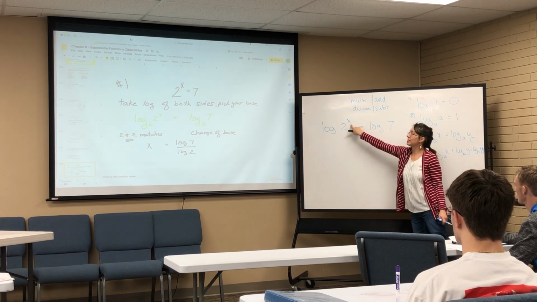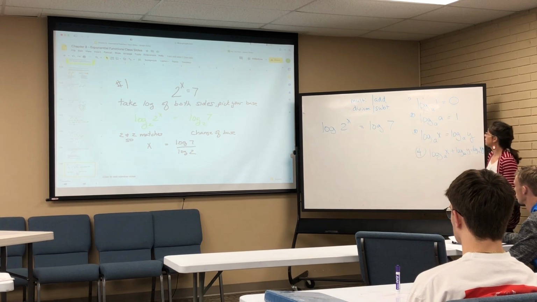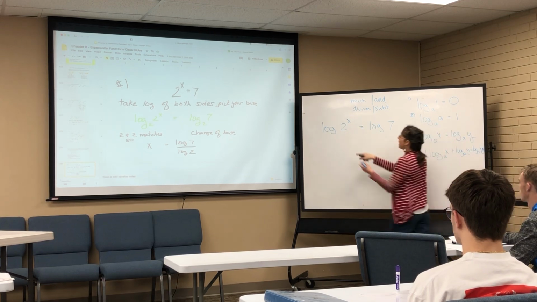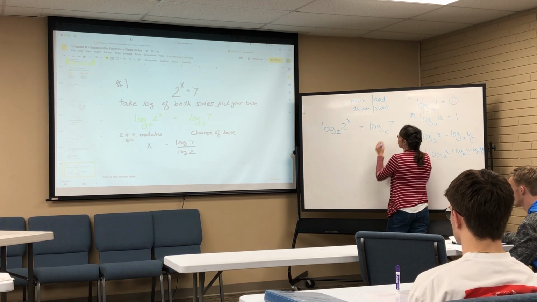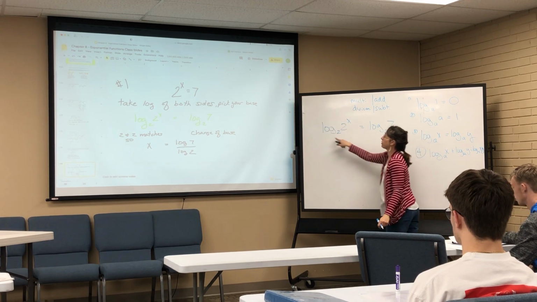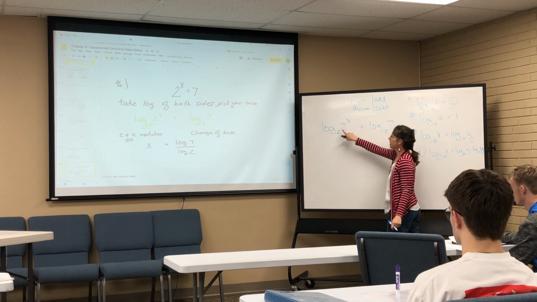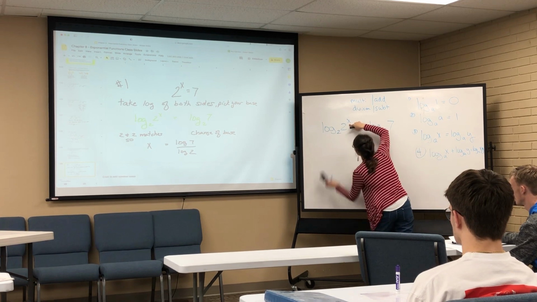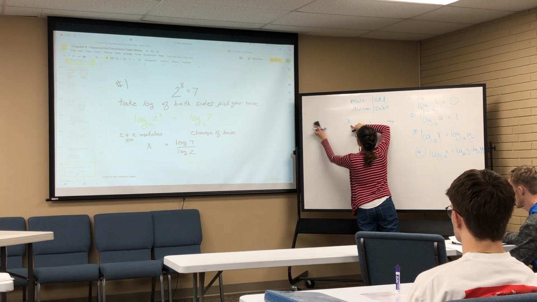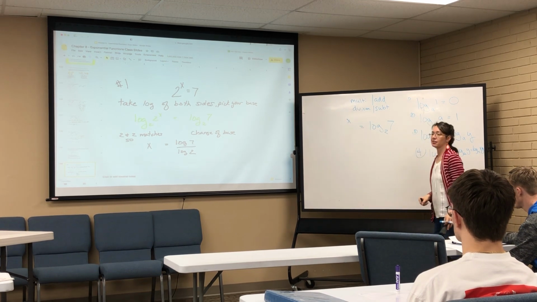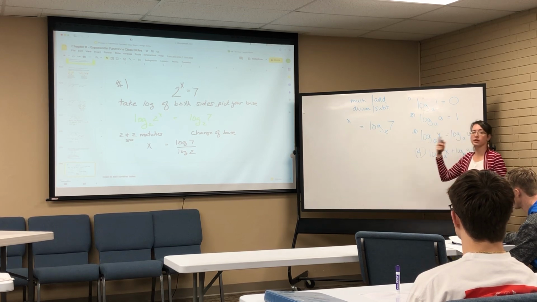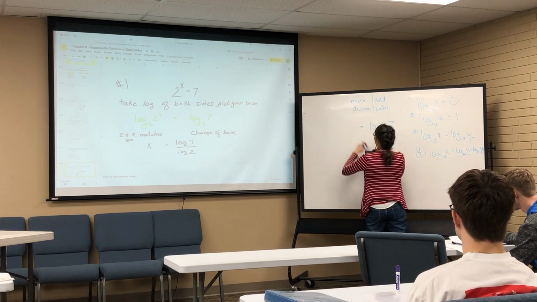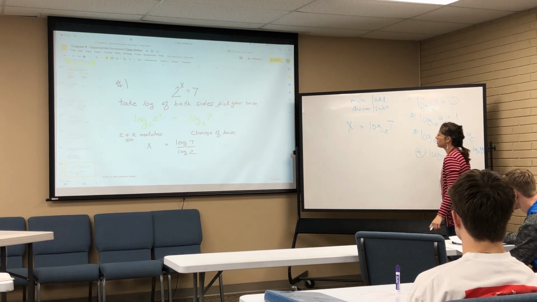I'm trying to get this x alone. 2. Because if I pick base 2, what happens over here? When the base and the base match, the answer becomes the exponent. So this entire part, log 2 to the 2, simply turns into x. So that's when we're having to think through, what do I want it to be? So now I have x equals log 2 of 7.